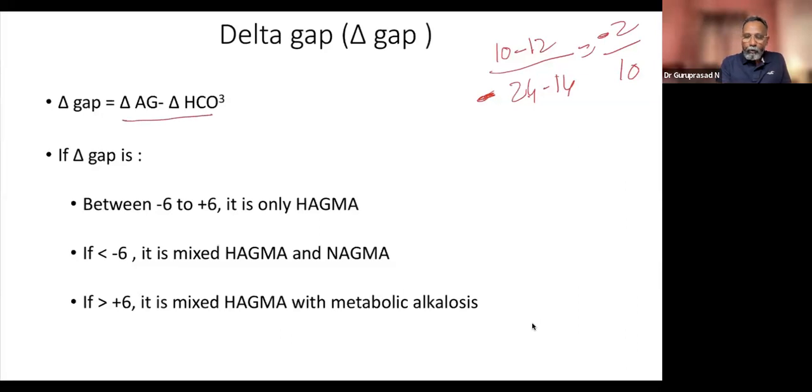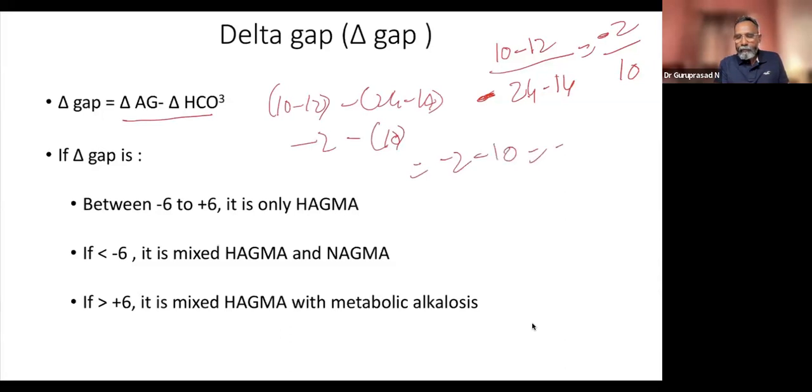So what you will do is, delta anion gap is 10 minus 12, minus 24 minus 14. So it is minus 2, minus 10. So minus 2 and minus 10 will be minus 12. Okay, so what is minus 12?